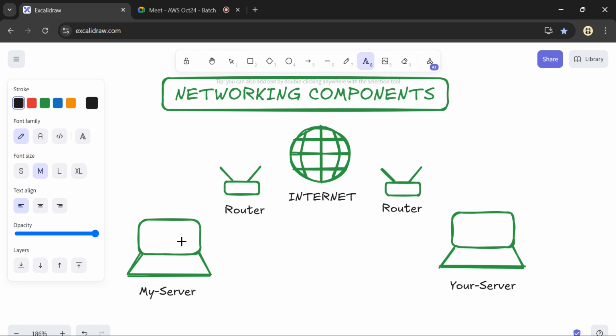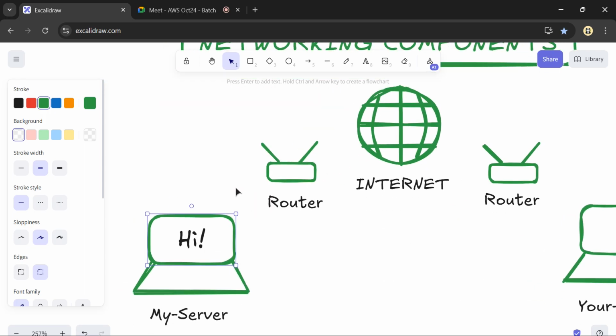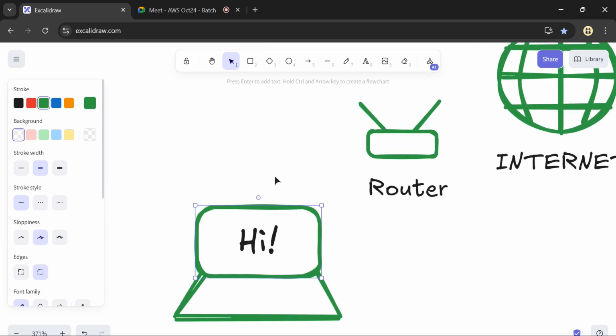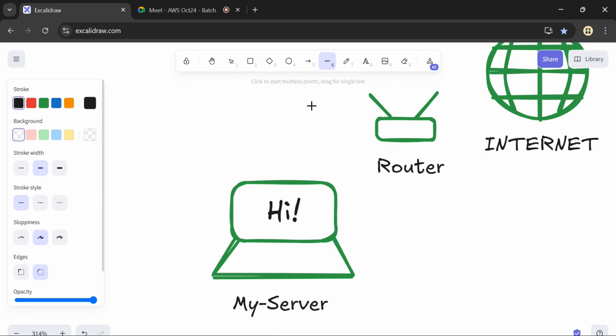So let's say if I want to send a message from my server like this, how is this message sent, or how is this message received at your end? What happens is my laptop will be connected with my router either wirelessly, maybe through Wi-Fi, that is what is called wireless, right?